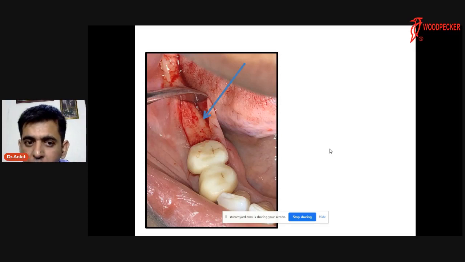And if you put an implant in that region, then in such a scenario the implant level is not uniform. Implant level is not uniform, if at all it is put in such a scenario.